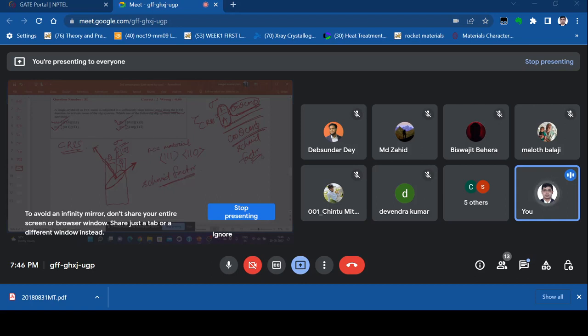Okay, suppose for one, the direction is... so 111 plane means this is our 111 plane. So the direction normal to this 111 plane will be also 111 direction, and this direction will be 1 bar 10, the first one. Okay. So now you have to calculate cos theta and cos phi.